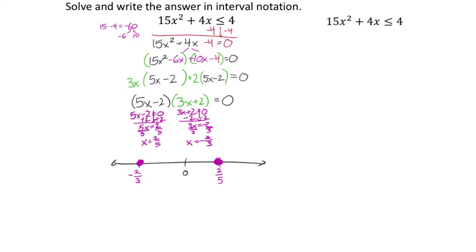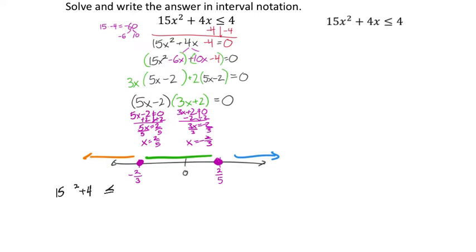Now I got to do some testing. So I will test to the left of negative 2/3. I will check between negative 2/3 and 2/5, and then I will check to the right of positive 2/5. So let's get to it then. Let's go back to the, now I am using the inequality, right? I've got 15x squared plus 4x.